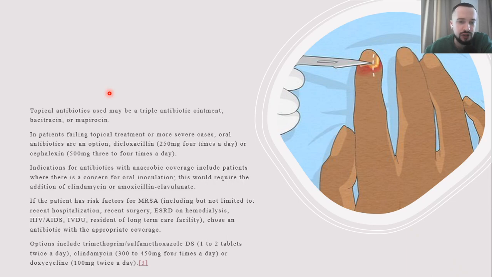If the patient has risk factors for MRSA, including but not limited to recent hospitalization, recent surgery, ESRD on hemodialysis, HIV, AIDS, IVDU, resident of long-term care facility, choose an antibiotic with the appropriate coverage. Options include trimethoprim-sulfamethoxazole DS 1 to 2 tablets twice a day, clindamycin 300 to 450 milligrams 4 times a day, or doxycycline 100 milligrams twice a day.